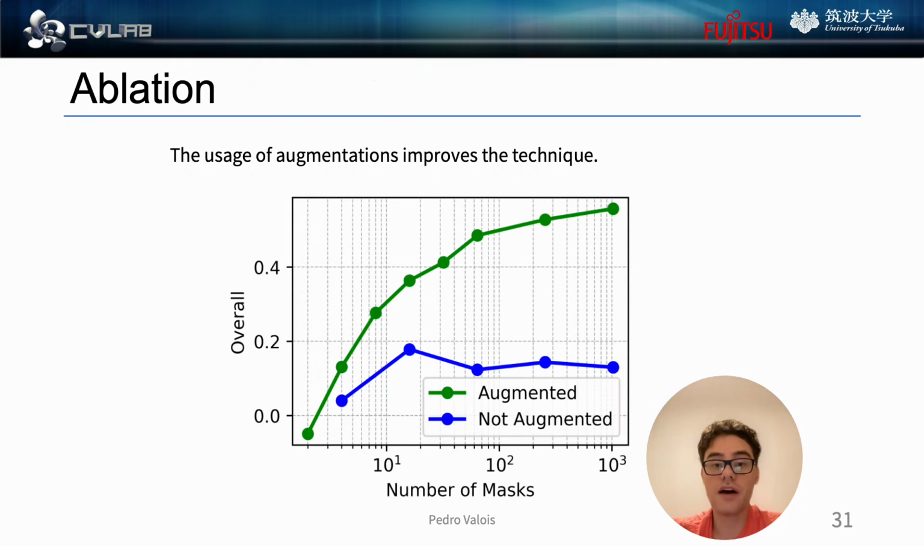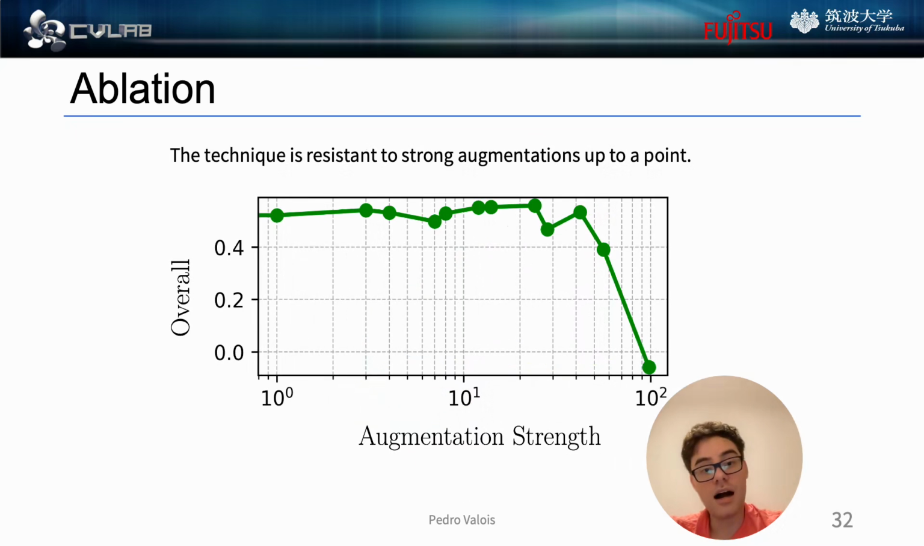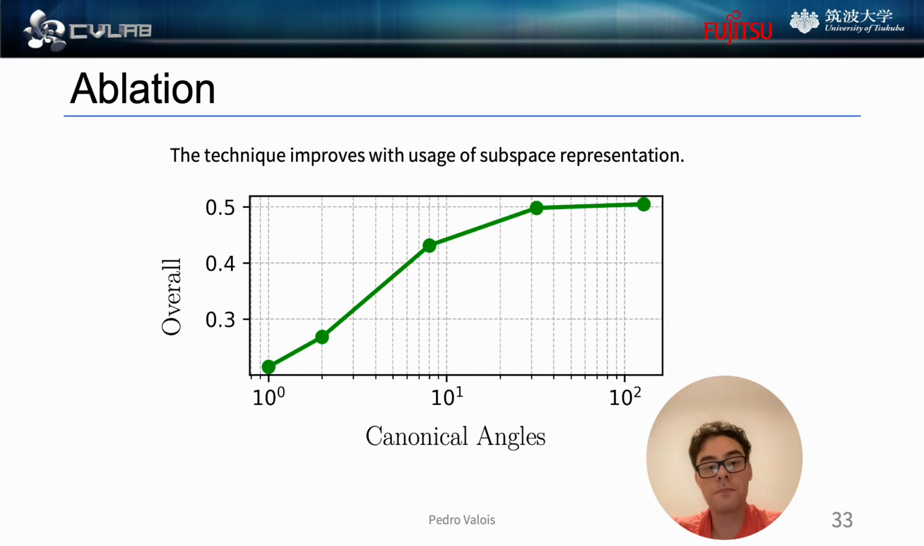Lastly, we try to understand how the technique behaves in different configurations. We show that the augmentations are necessary to the technique's performance. Also, the technique is resistant to very strong augmentations, keeping the same performance up to a certain point, from which it collapses. Beyond that, we also verified the need of subspace representation for our technique's success, where the number of canonical angles represents the amount of shared information needed to be computed between subspaces.